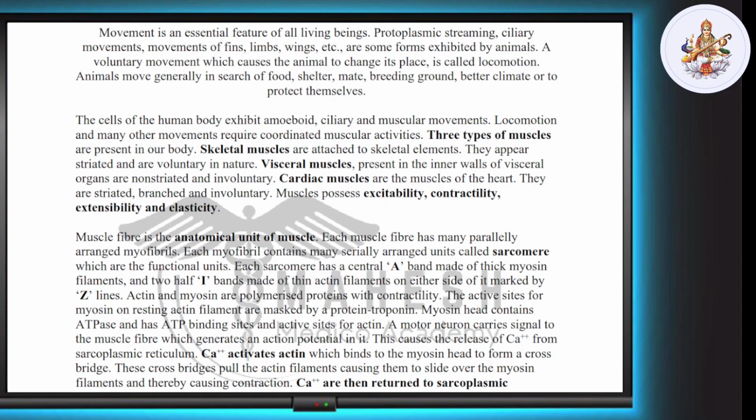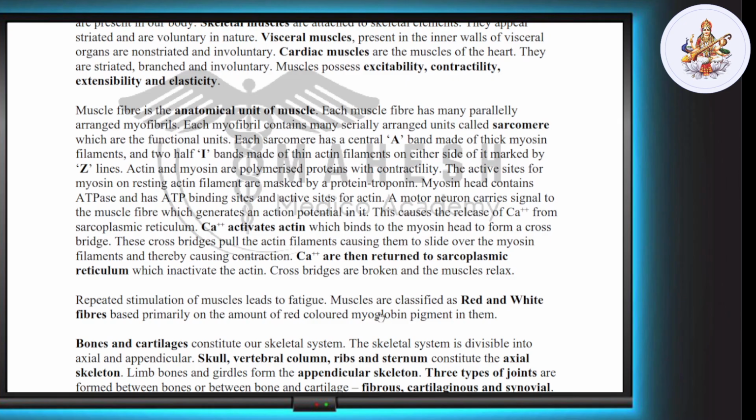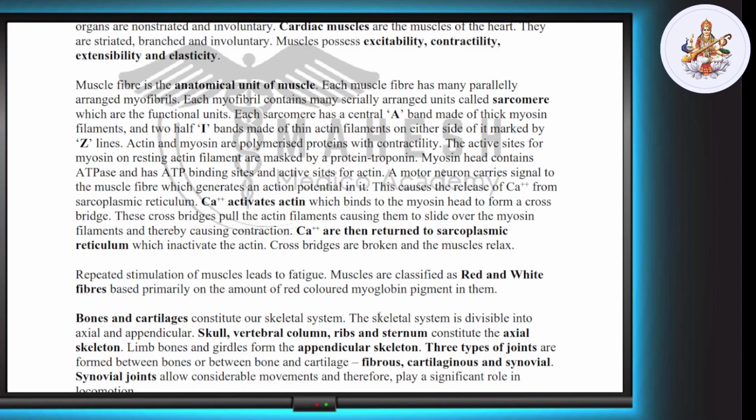Properties of muscles. Muscles possess four special properties. Excitability, they respond to stimuli. Contractility, they can shorten forcefully. Extensibility, they can be stretched. Elasticity, they return to original shape after stretching. Muscle fiber anatomy. A muscle fiber is the structural unit of a muscle. Inside each fiber, we have myofibrils, and within those, the smallest contractile units, sarcomeres.